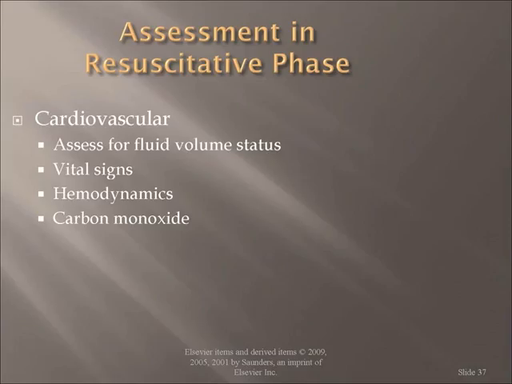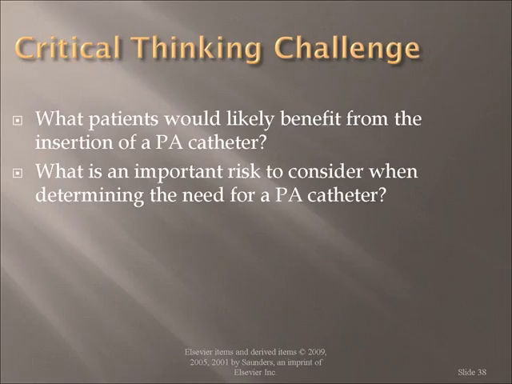With the cardiovascular assessment in the resuscitative phase, fluid volume status is your biggest deal here. That is going to affect your vital signs and your hemodynamics. And of course, carbon monoxide poisoning will affect the cardiovascular system and can cause an MI because of oxygen deprivation to the myocardium. A critical thinking question here: what patients would likely benefit from insertion of a PA catheter? And what is an important risk to consider when determining the need for a PA catheter in a burn patient?